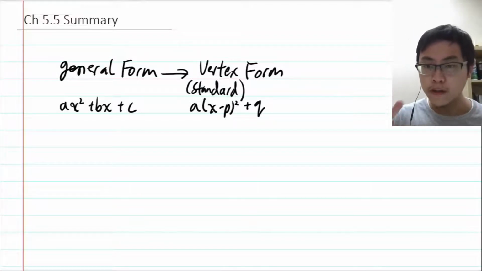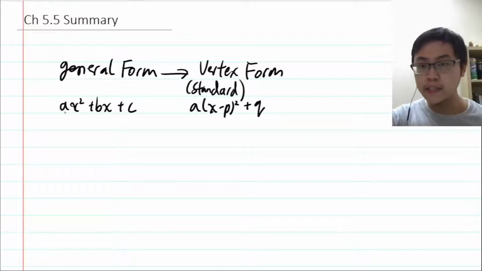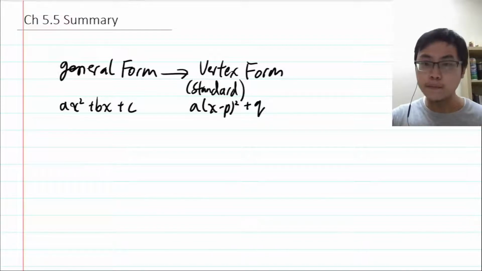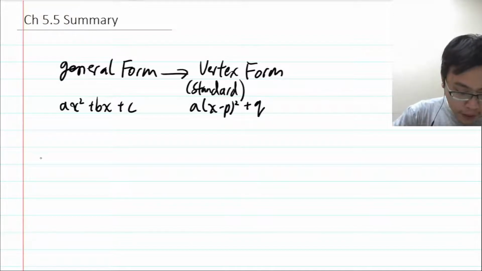Now there's two parts. The first part is if there is an x squared without an a, and the second part is if there is an a in front of the trinomial. Of course the second part is a little bit harder than the first part. Let's do our first example.